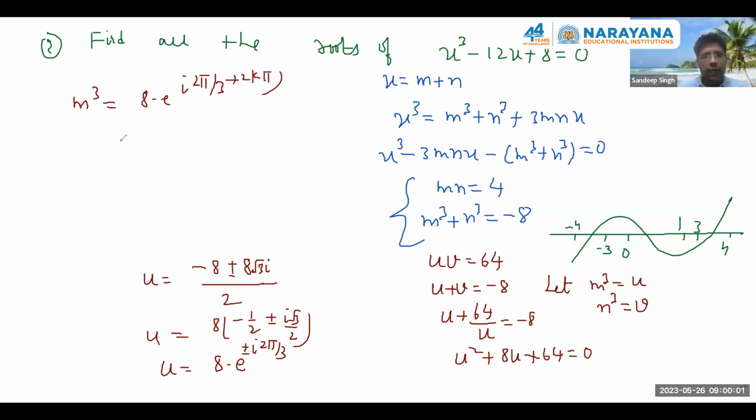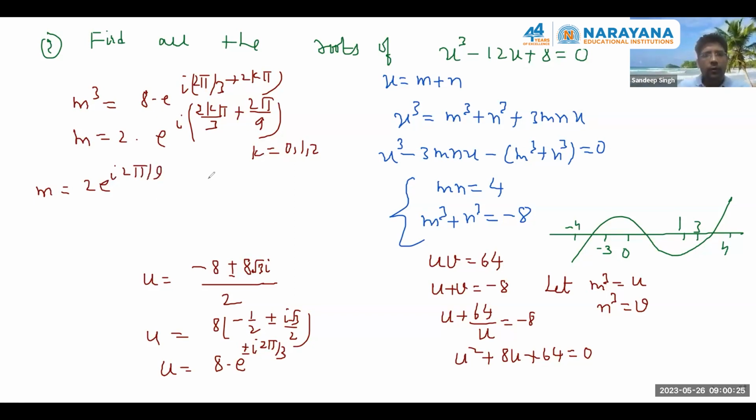So what is going to be m? 2 into e power 2k pi by 3 plus 2 pi by 9 for k equal to 0, 1 and 2. So what is the first value of m that we are getting? 2 into e power 2 pi by 9. Correct? Corresponding to this, what will be n? See here, the product of m and n is 4. So if this is 4, the corresponding value of n will be what? Its conjugate. Is it clear?